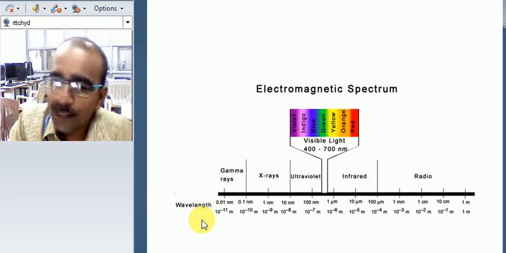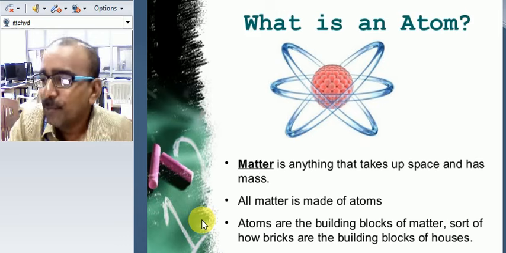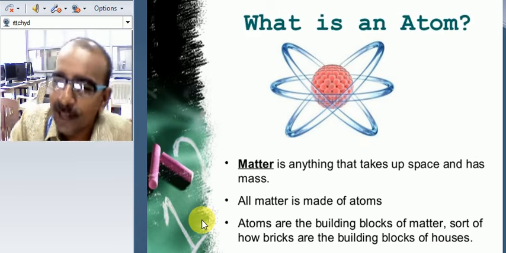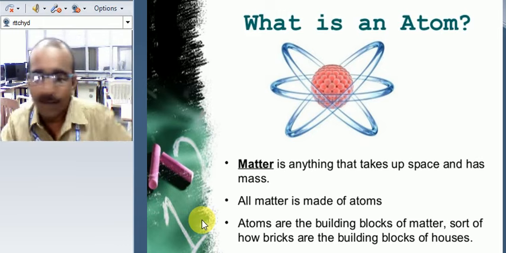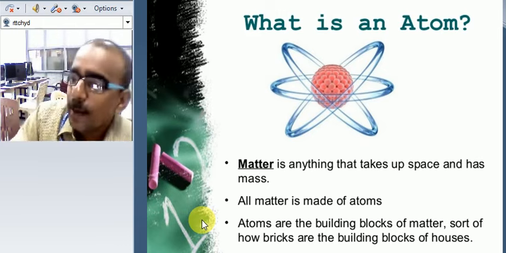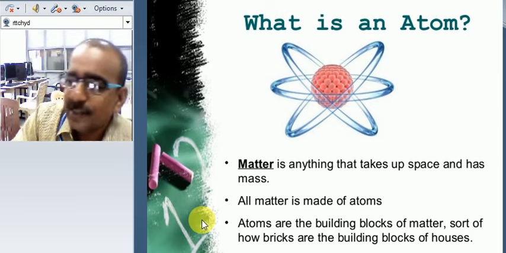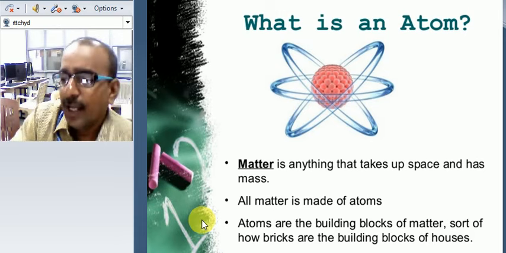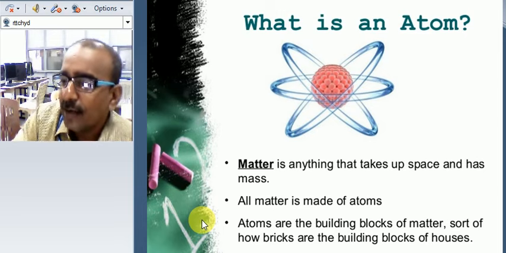Next important part of the applied physics is the atom, the smallest indivisible particle. We'll discuss something about mass, matter, the structure of the atom, and the different theories proposed by different scientists in regard to this atom. First, the atom. You can see the structure of the atom here and the definition.